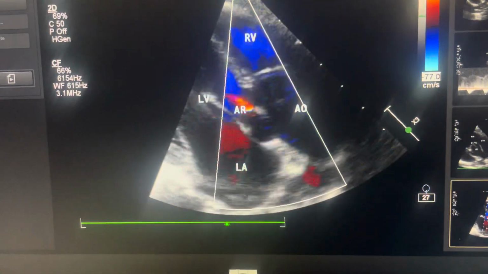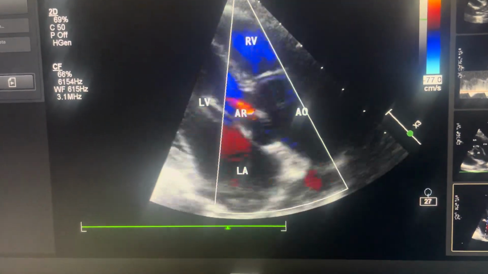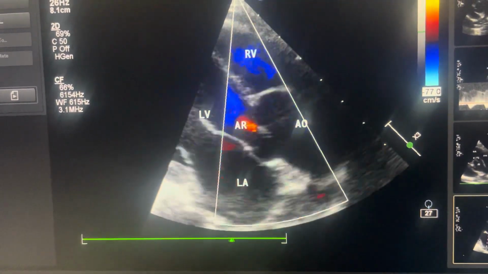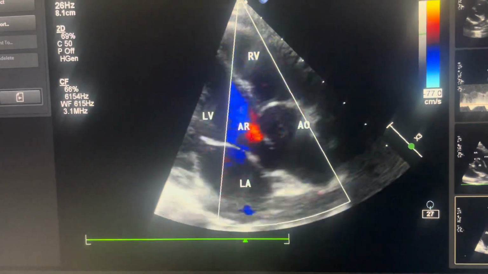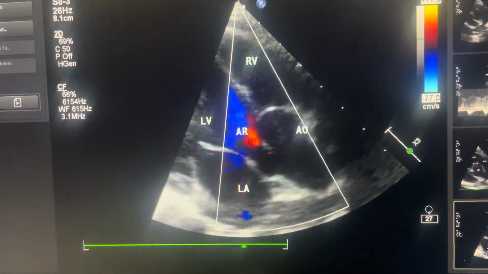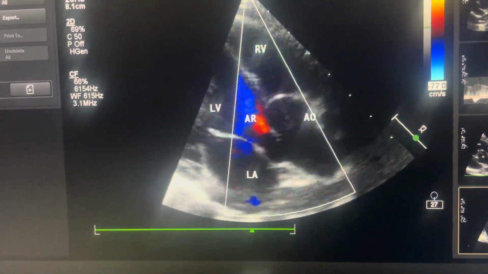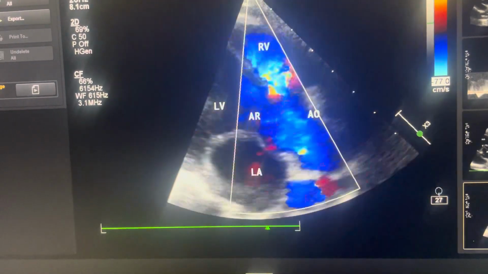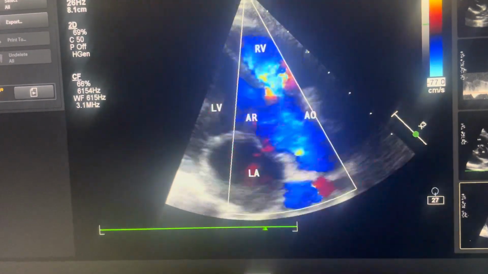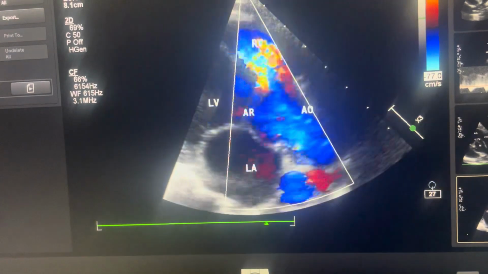This is the case of VSD with air, and also this case has PDA. Today I will discuss how to make the difference between restrictive and non-restrictive VSD. Non-restrictive VSD means the bigger size, that means the patient will have more symptoms, the severe symptoms and more frequent symptoms.